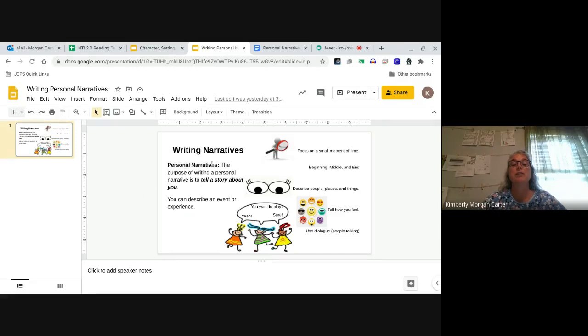Personal narratives. The purpose of writing a personal narrative is to tell a story about you. Point to yourself. Go ahead, point to yourself right now and say, tell a story about me. Let's do it again. Tell a story about me. You can describe an event or an experience. And there's a few things you need to remember when you're working on a personal narrative.